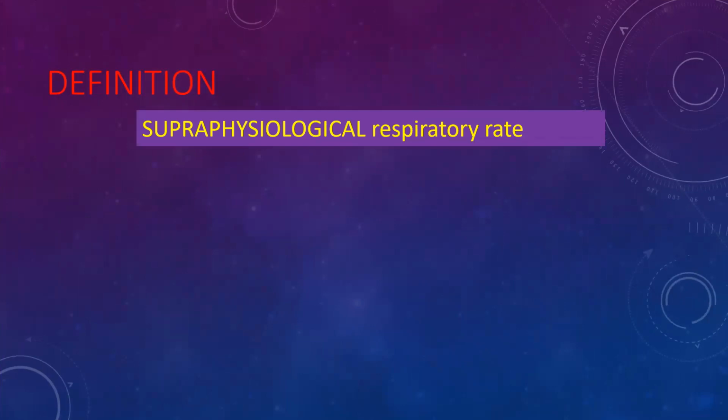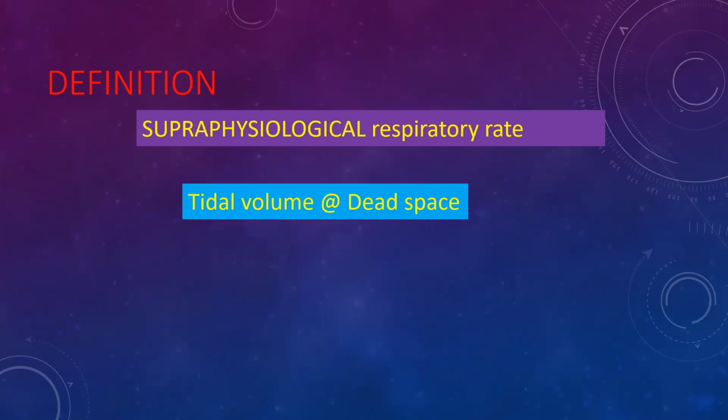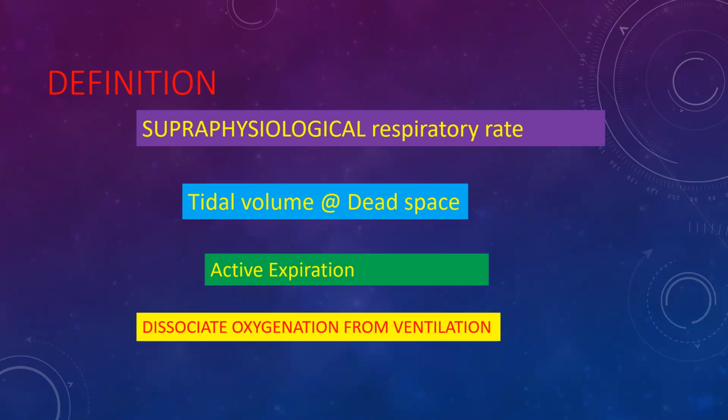So basically, as we said, 600 breaths per minute is the physiological respiratory rate. The tidal volume here is very little, less than the dead space. The expiration here is active, and expiration is not controlled by the ventilator. Oxygenation and ventilation can be separately controlled with this type of mode of ventilation.